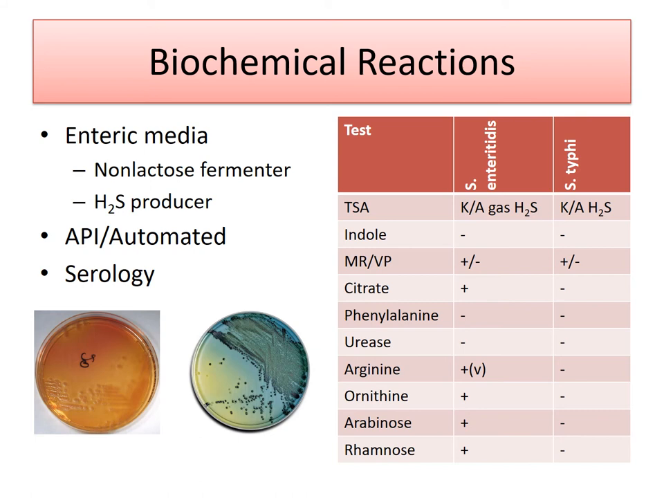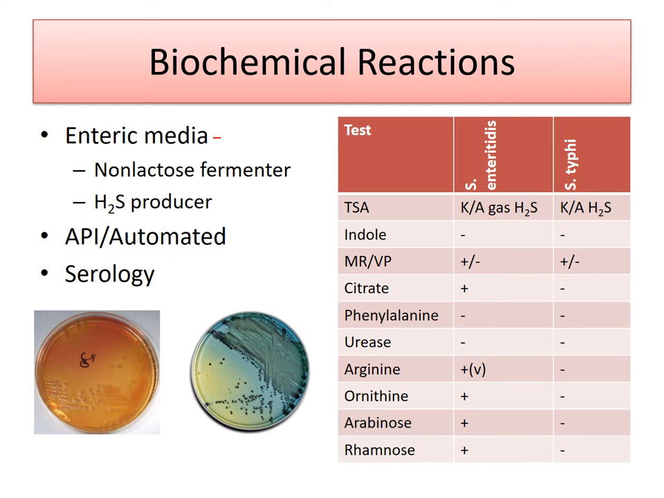So what are the biochemical reactions that we're going to worry about for this particular group? And again, the biochemical reactions are also going to help us rule out typhi as well. Remember, you're going to find this on your enteric media, okay? It is a non-lactose fermenter, as those gut pathogens are, okay? We have to watch out for those non-lactose fermenters, and it is an H2S producer. For the most part, we can identify Salmonella on either API or automated, any automated, like Microscan, Vitek, they work wonderfully to be able to identify Salmonella.